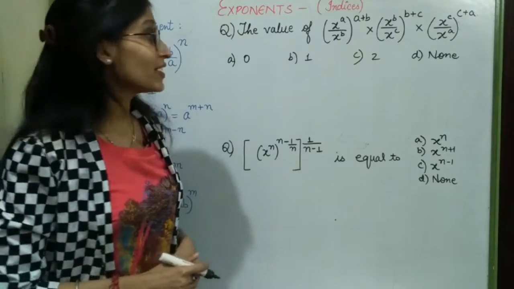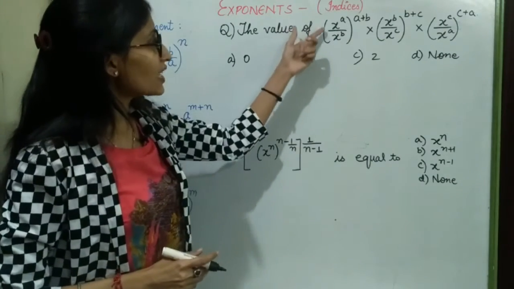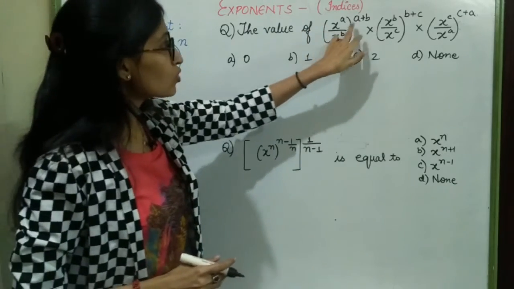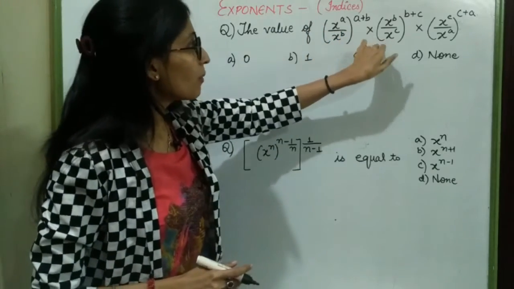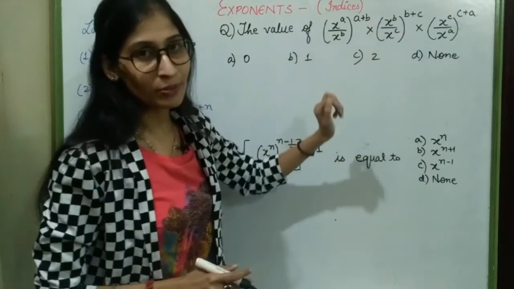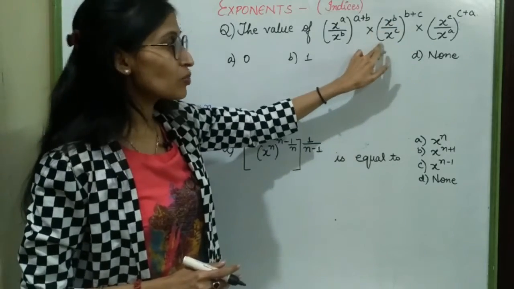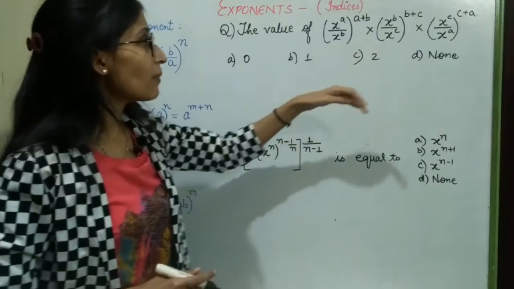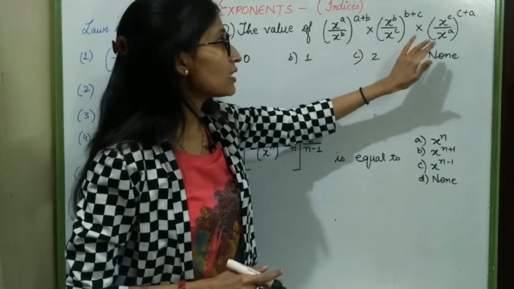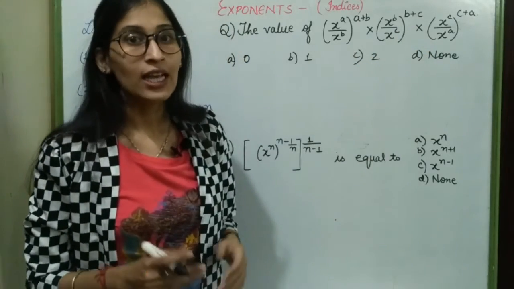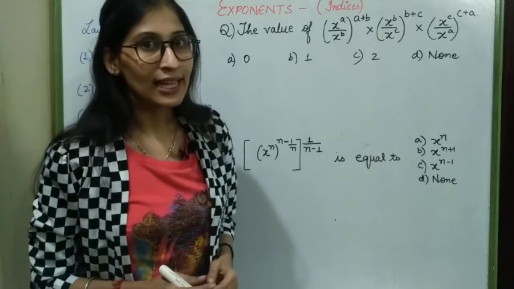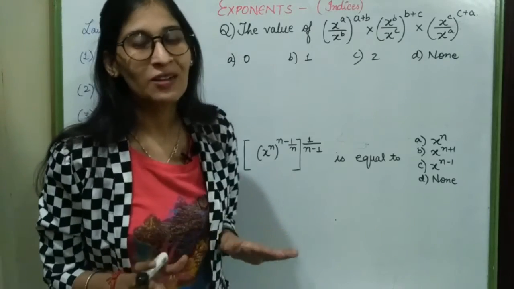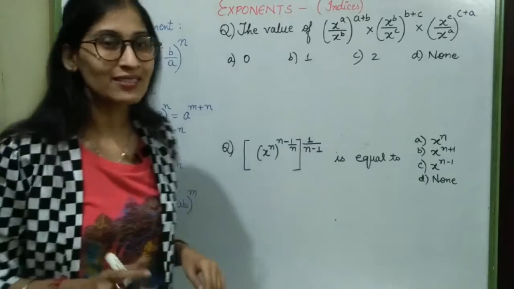Our next question here is find the value of x raised to power a upon x raised to power b, raised to power a plus b, multiply by x raised to power b upon x raised to power c, raised to power b plus c, multiply by x raised to power c upon x raised to power a, raised to power c plus a. Now the question is looking really very horrifying, but it is very simple.